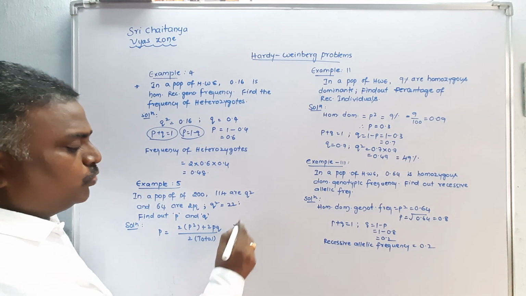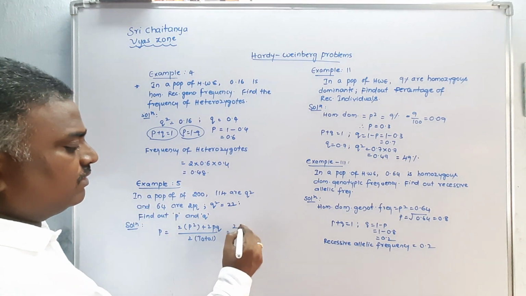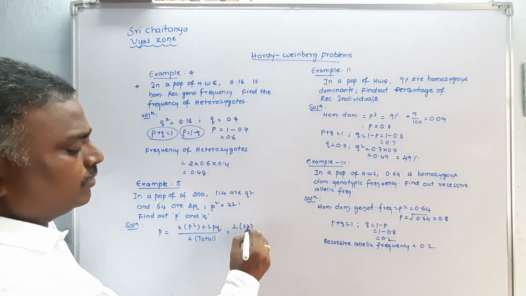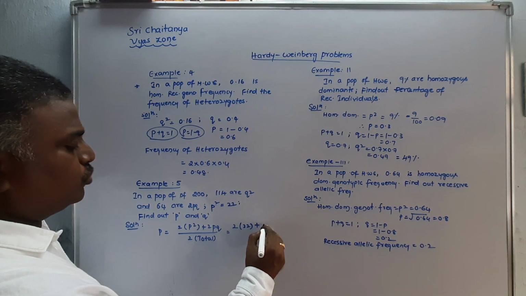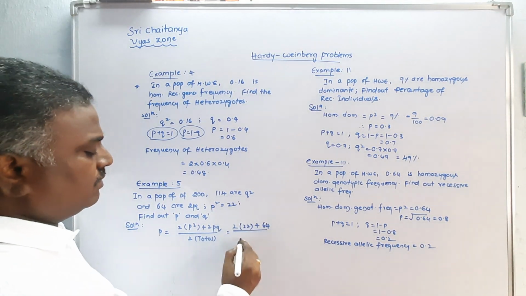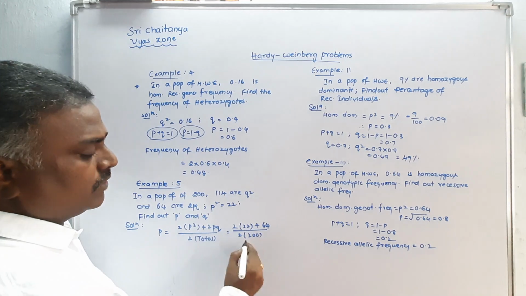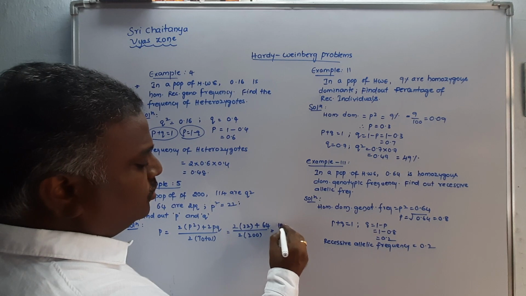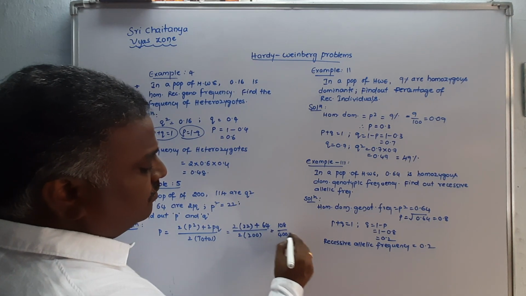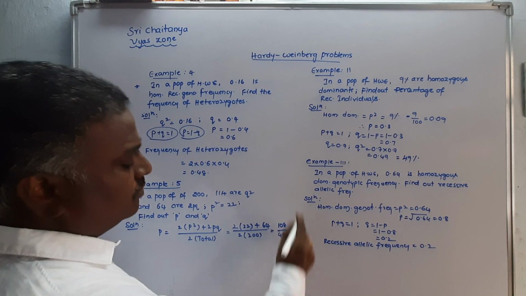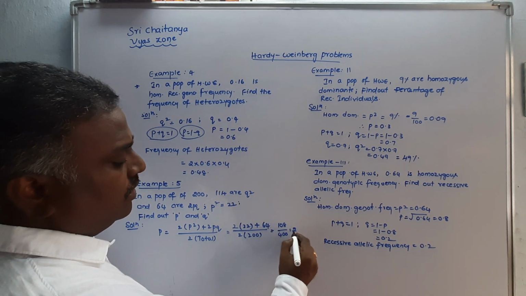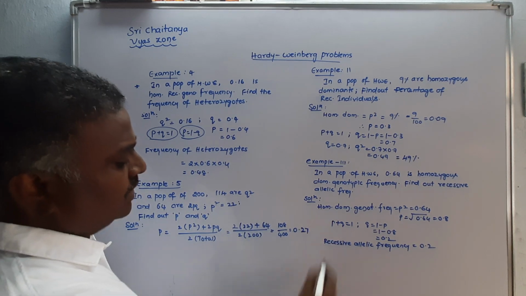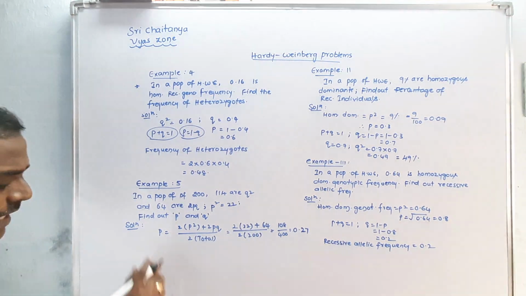That is equal to 2 into P square. What is the value of P square? The value of P square is 22, plus 2PQ. What is the value of 2PQ? 64, by 2 into 200. That is equal to 44 plus 64, so 108 by 400. 4 twos are 8, 28 is there, and 4 sevens are 28. So the value is 0.27, the dominant allelic frequency.